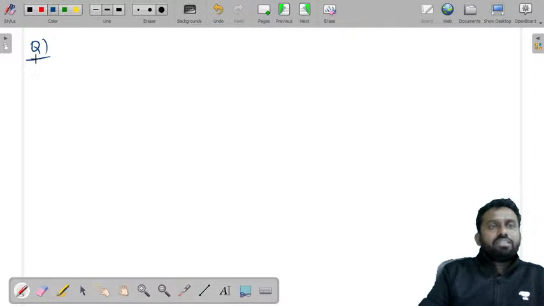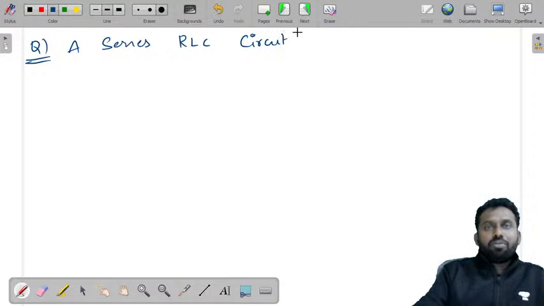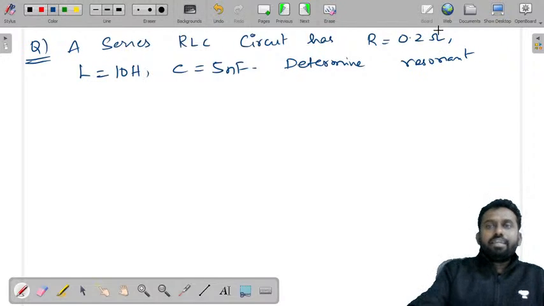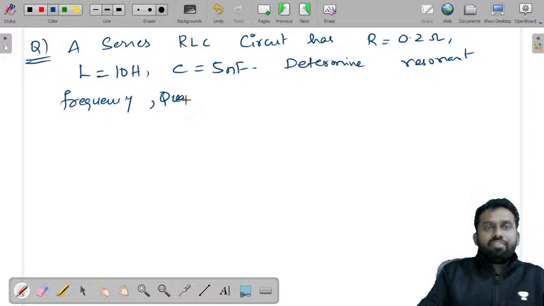Now let's write a question problem based on this. A series RLC circuit has R equal to 0.2 ohms, L equal to 10 Henry, C equal to 5 nanofarad. Determine the resonant frequency, quality factor and bandwidth.